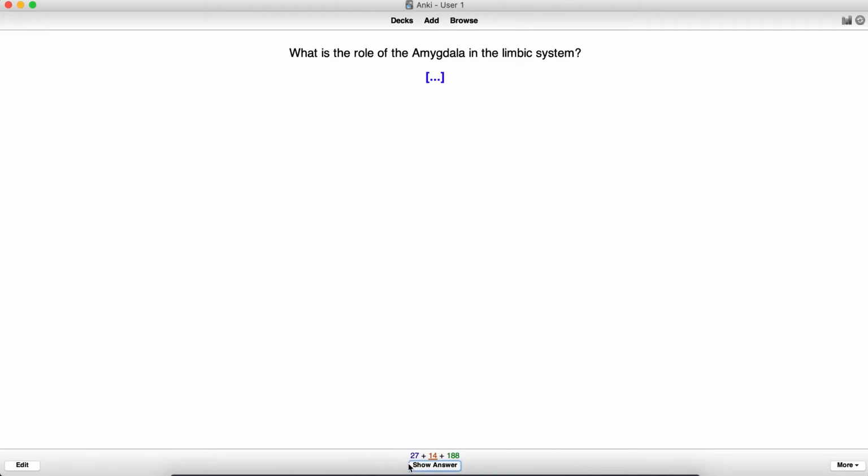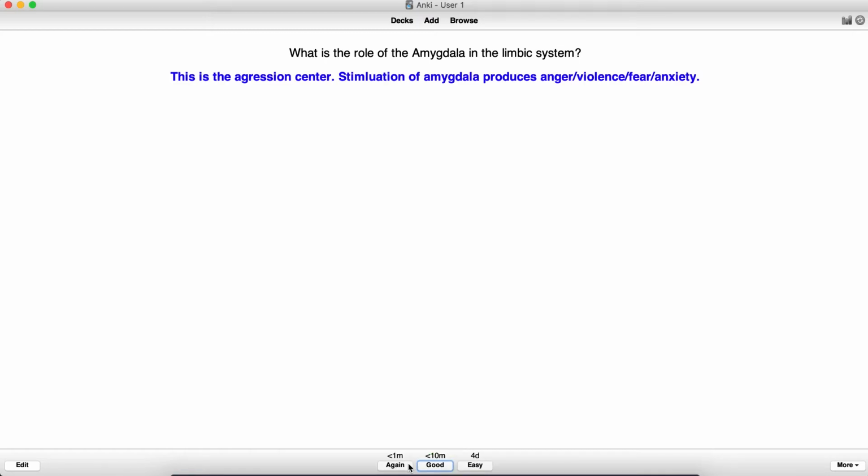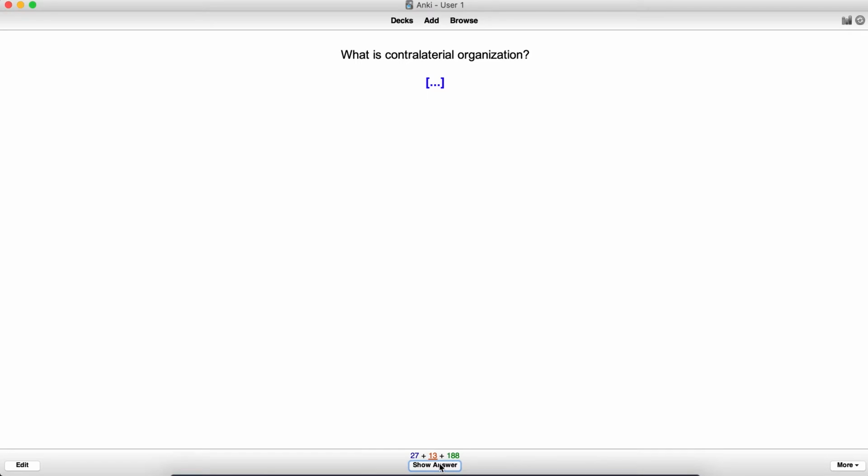That was hard. What is the role of the amygdala in the limbic system? So the amygdala is the aggression center in the limbic system, and when stimulated, it induces fear, pain, and anxiety, which are the biggest ones. Yeah, good enough.